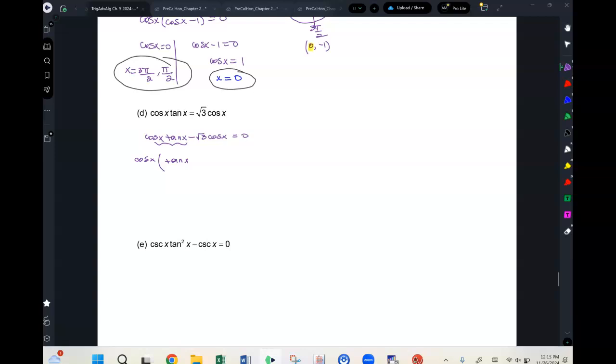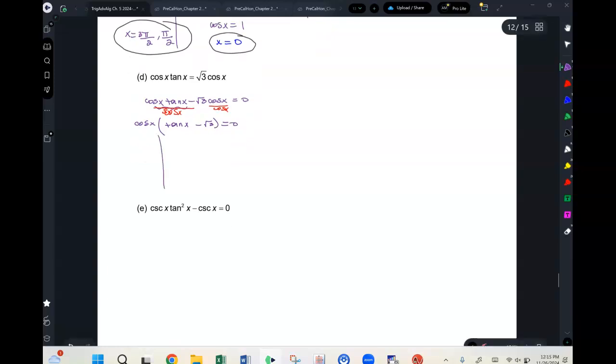So remember, factoring out is the same as dividing by the thing you're factoring out. So here I have minus root 3 is equal to 0. So cosine x equals 0, or tangent x minus root 3 equals 0. Where did we say cosine was equal to 0? Pi over 2 and 3 pi over 2.